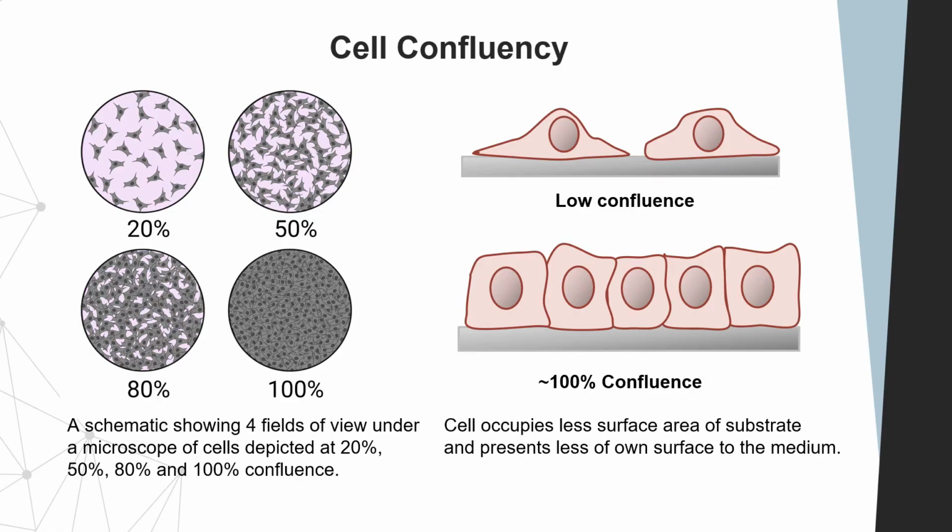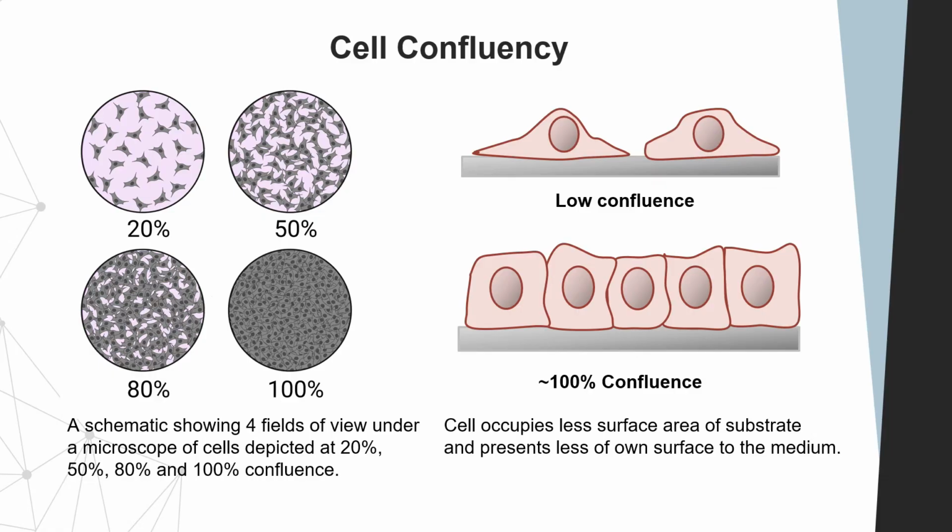If you look at the diagram on your left, this is a schematic showing 4 fields of view under a microscope of cells showing 20%, 50%, 80%, and 100% confluence. So if you were to tell me, my flask has 100% cell confluency, that means your whole culture flask has a full layer, a monolayer, of cells growing. There's no more space.